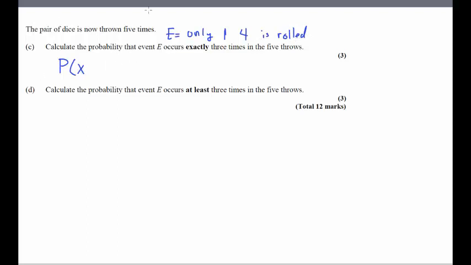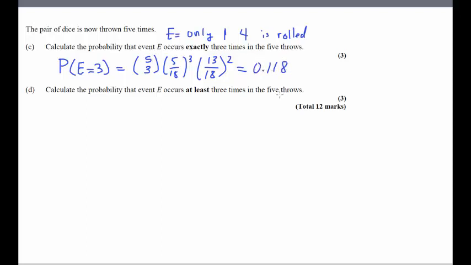So I can say that really this is the probability that E happens exactly 3 times. And so out of 5 throws, when it's happening 3 times, and we just found out the probability of it occurring, times the probability that it doesn't occur. And when we calculate that out, we get the answer of 0.118.